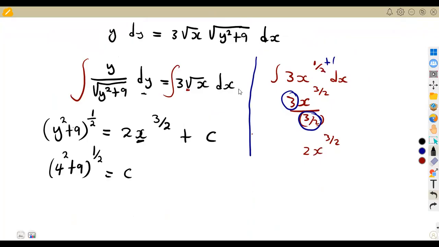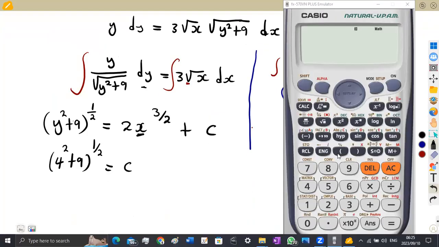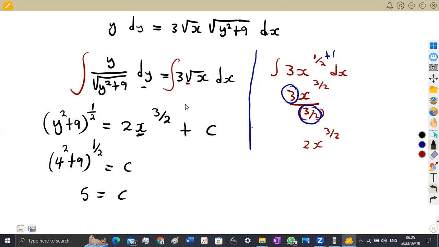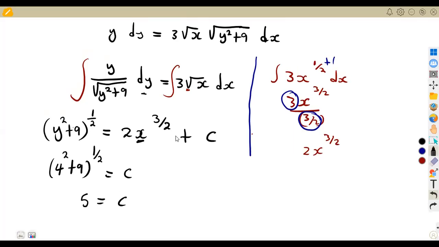All right, so let us check on our calculator here. We've got a bracket, or we can just put the square root at once. It's the same. So that's 4 squared plus 9 to the exponent of a half, which is the same as the square root. All right, so we are going to obtain a 5 in this case. So 5 is equivalent to c. That is, our c is going to be 5 at the end.